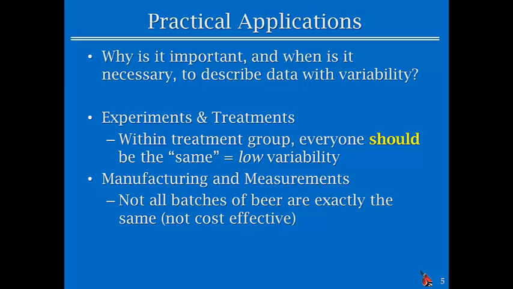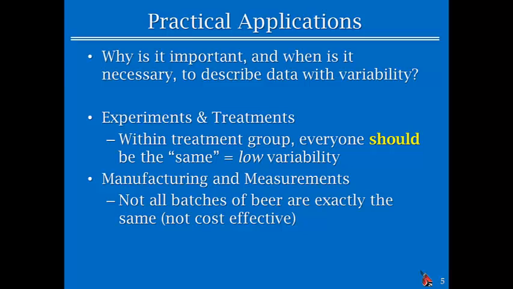Another common example might be in the context of manufacturing and measurements. So we want to have low variance in our measurements. For example, if we're brewing beer, we want all batches of beer to look the exact same because we want to have consistency because our consumers come to expect a specific taste when they buy our brand of beer. And the fact is, it's simply not cost effective to develop the technology and spend the time and resources to make sure everything is done the exact same every single time.